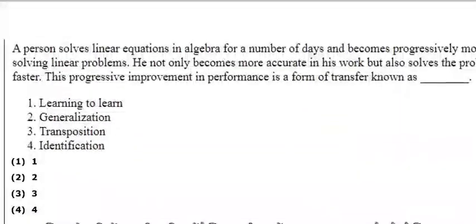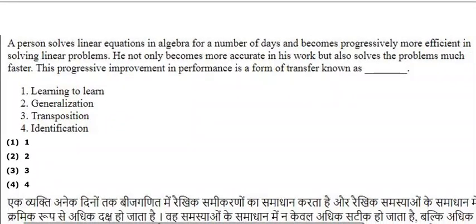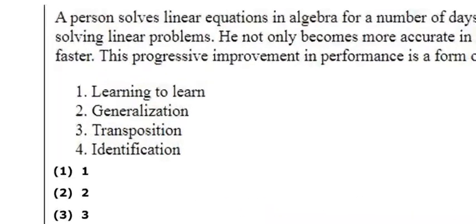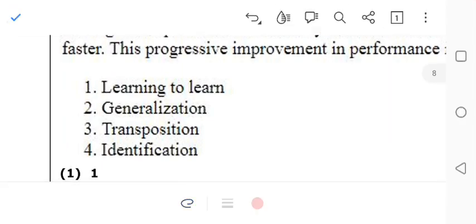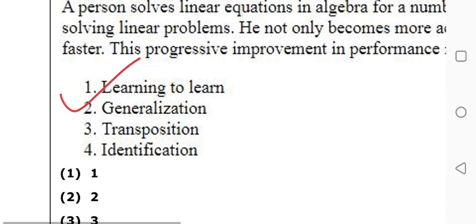Next is, a person solves linear questions in algebra for a number of days and becomes progressively more efficient in solving linear problems. He not only becomes more accurate in his work but also solves the problems much faster. This progressive improvement in performance is a form of a transfer known as what? Learning to learn, generalization, transportation, identification. It will be learning to learn. He has learned to learn.